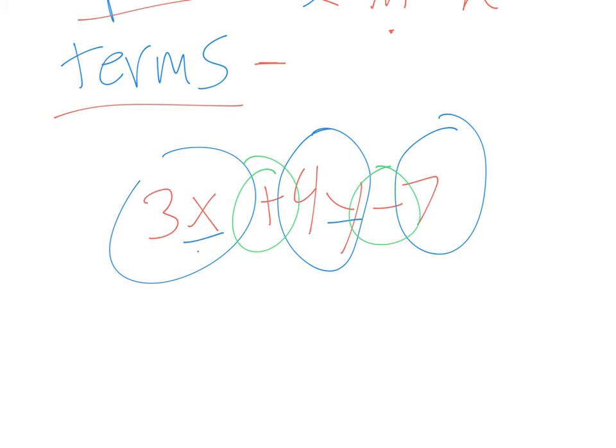So just kind of the different parts here. Our first term is saying 3 multiplied by x, the second term is saying 4 multiplied by y, and the last term is 7. Now in between it's saying to add and to subtract, which you would use your order of operations if you're trying to evaluate this once you've determined variables.